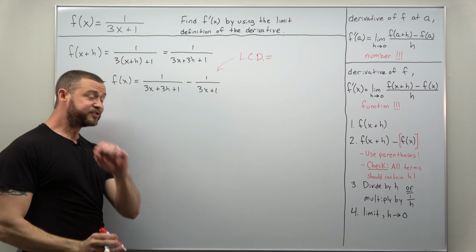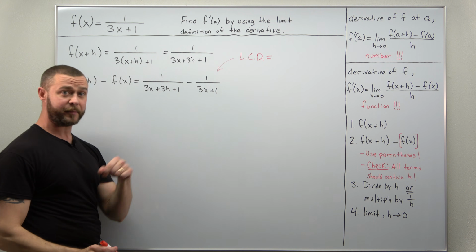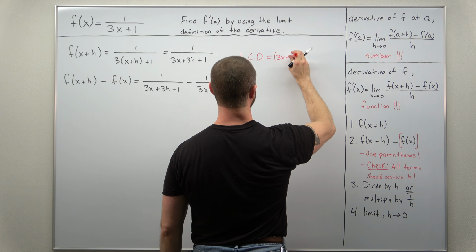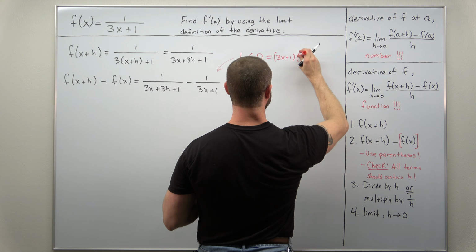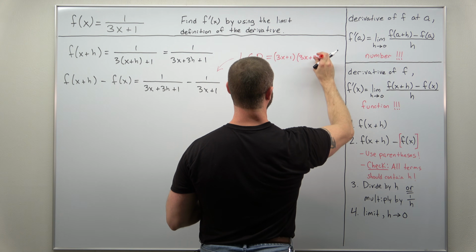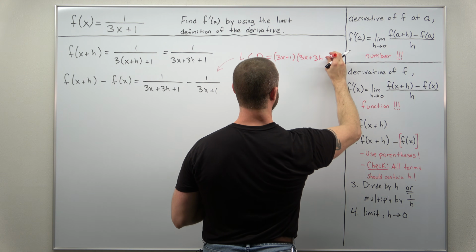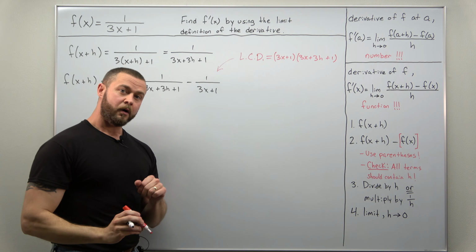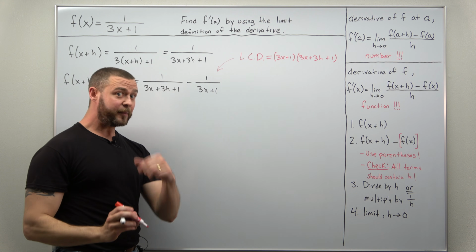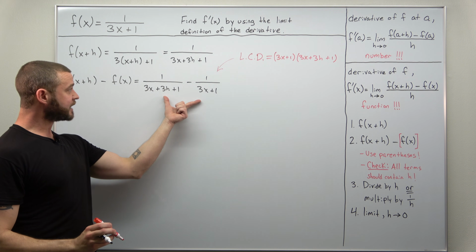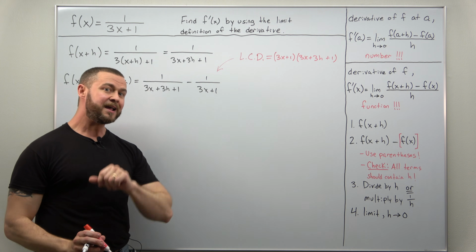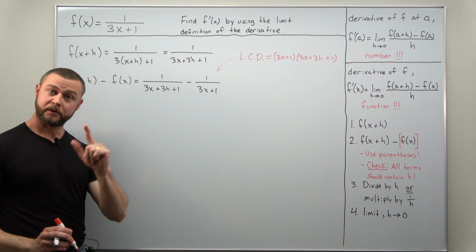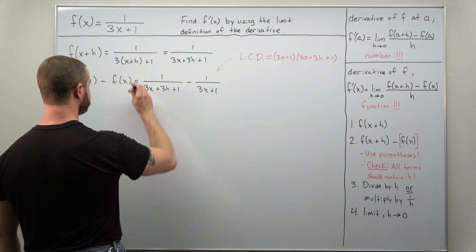All right, and our LCD, we're just going to multiply those two denominators. And we'll write this as 3x plus 1 times 3x plus 3h plus 1. All right, now that's the common denominator that we want for each of these fractions. We're going to have to multiply and divide by the missing factors to get that. So let's go ahead and write that down.